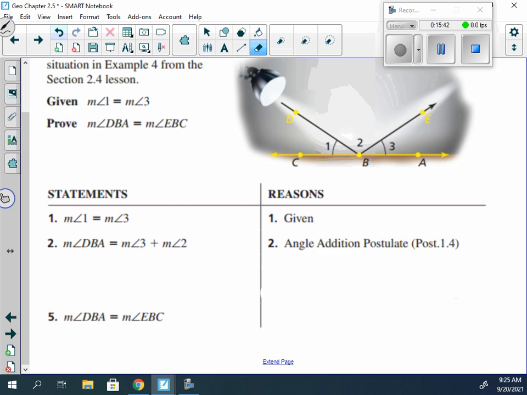So we have 3 and 2, yes? And this is DBA. We want to make it the same as EBC, yes? What is EBC? 2 and 1. Well, what do I know about 1 and 3? They're equal, so really, I can use the substitution property of equality. Angle 1 in for angle 3 because they are the same.